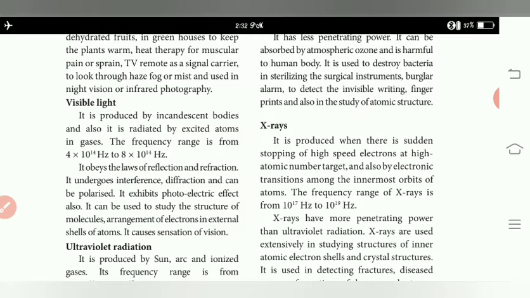This one obeys everything. It exhibits the photoelectric effect also. So visible light is nothing but our sensation of eye vision.